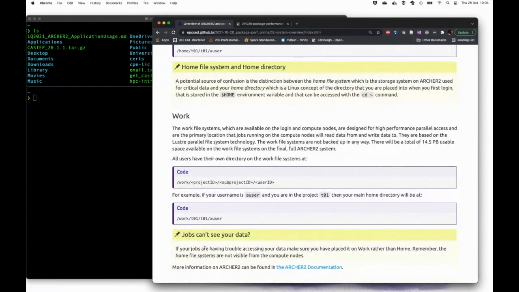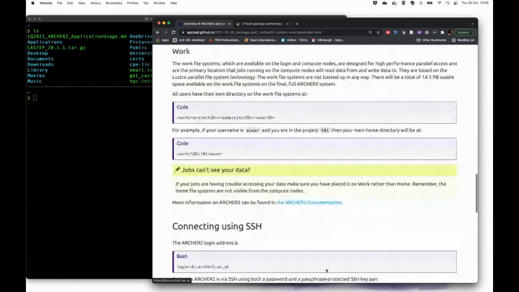If you end up running into a problem when using the system where you're certain that the data exists, but when you run a job, it complains that it can't see the data, that is often a symptom of the data being on the home file system, which, as I mentioned, is not visible on the compute nodes. If you want more information on the file systems and how the whole thing fits together, there's the Archer documentation website, which has a lot of information there, which you can follow through.